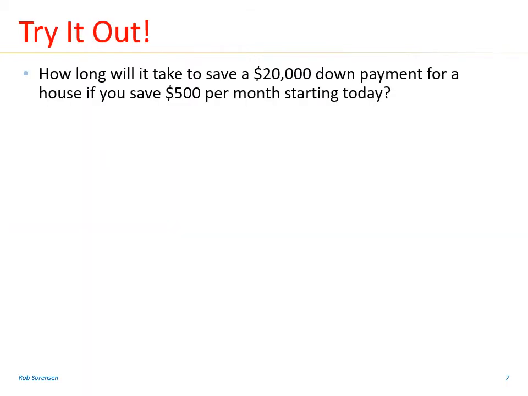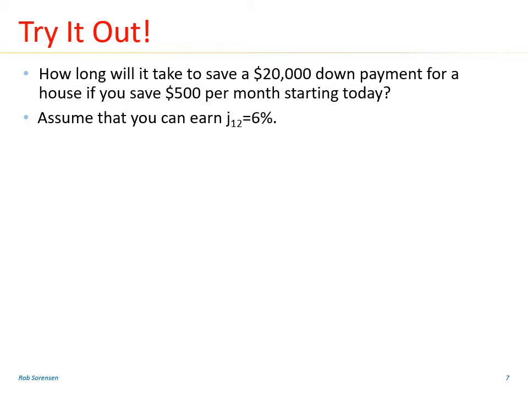Let's keep going. If you want to try out, how long will it take to save a $20,000 down payment for a house? If you save $500 per month starting today, that's a great question, right? When you're first starting out, you decide you want a home, you're going to save up the down payment. How long will it take? Well, let's assume you can earn 6% on your money. If you're putting in $500 a month starting right away, how long will it take to get to $20,000? Like always, I'm going to recommend you press pause right now, try it out, and when you're ready, come on back and check your answer with me.